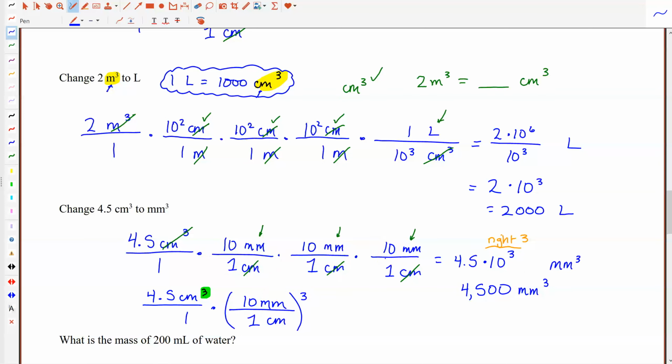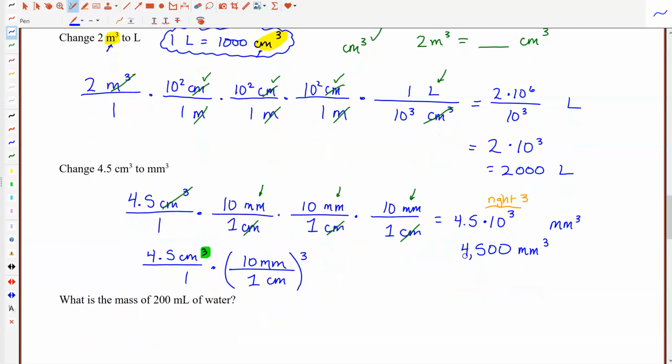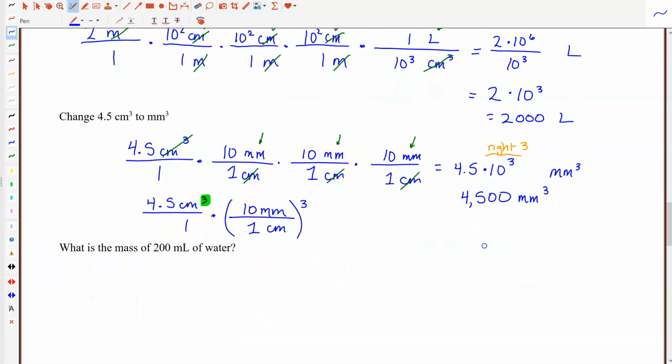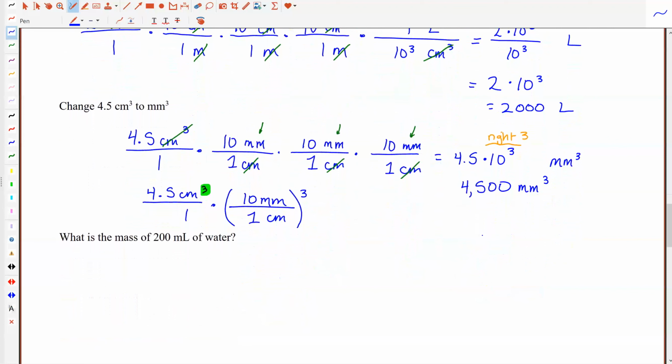All right, now that was the last volume conversion, but just as a connection between volume and mass, they are 2 different ideas, but they are related. What is the mass of 200 milliliters of water? It's kind of important that it's water because that connects to some of our definitions when we were working with masses in grams and kilograms. So what is the mass of 200 milliliters of water?